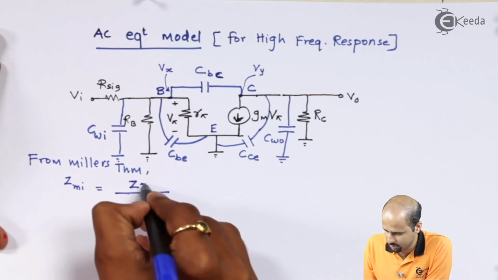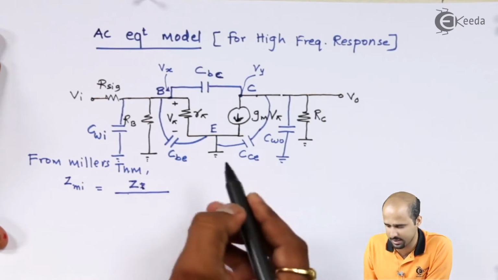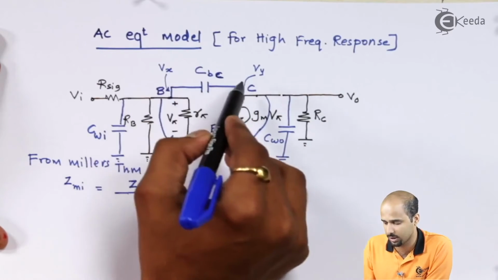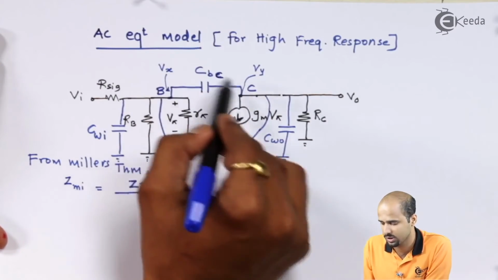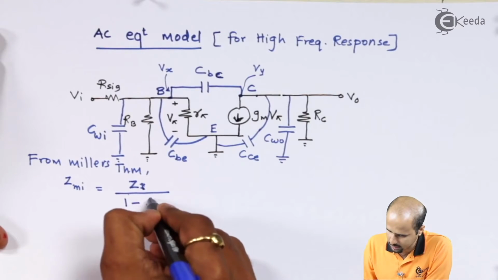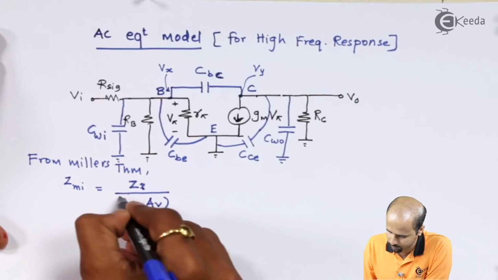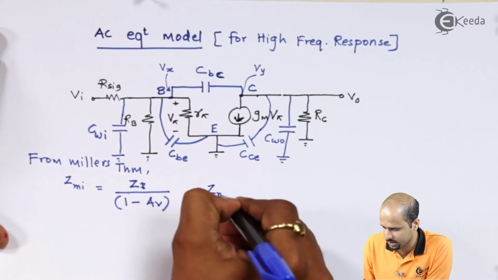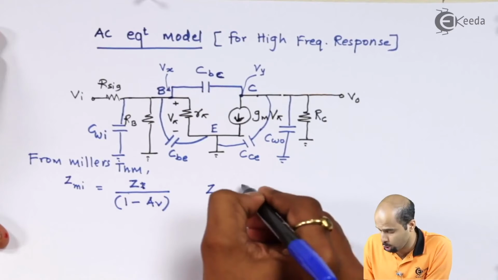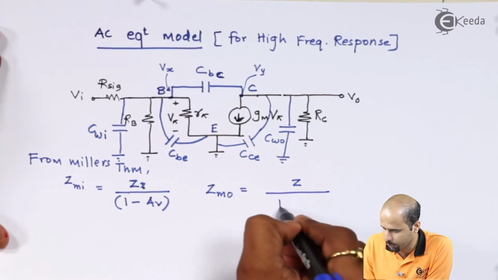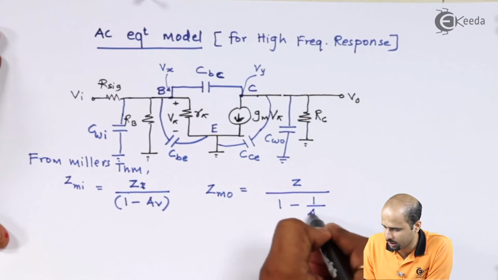Zf, I can say, is nothing but related to the capacitive reactance of CBC. Zmi is Z divided by 1 minus AV. As far as output impedance is concerned, it is nothing but Zmo, which is equal to Z divided by 1 minus 1 upon AV.